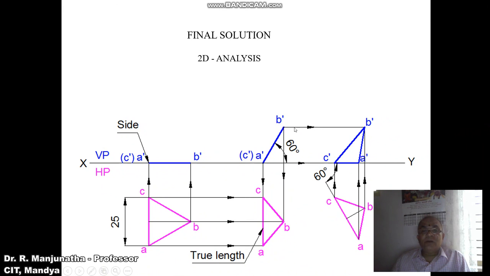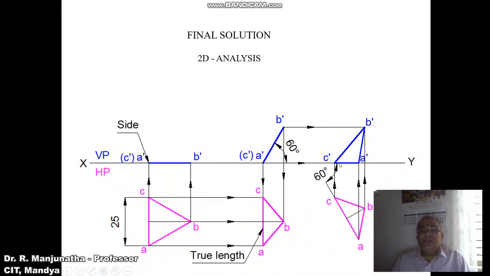Similarly, draw a horizontal projector from B dash and draw a vertical projector from B. Both will intersect at this point and you mark this point as B dash. Then join A dash to B dash, B dash to C dash and C dash to A dash with a dark line. So this will be the third position front view, which will be the final solution. So then how to identify that our problem is right?